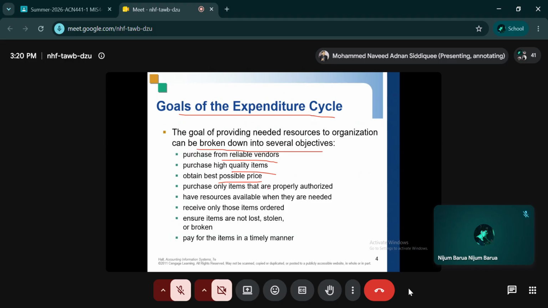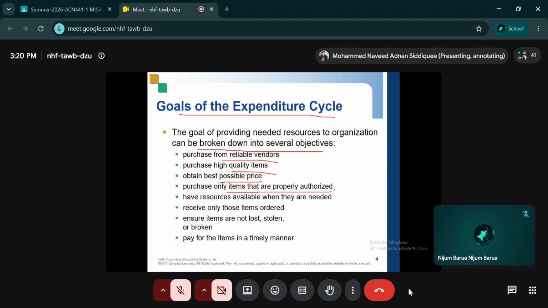Spending too much just to maintain quality is a problem. So there needs to be a balance between quality and price. You of course need to have high quality, safe items at a good price. Okay? So you need to be very careful. Only purchase the items that are authorized.